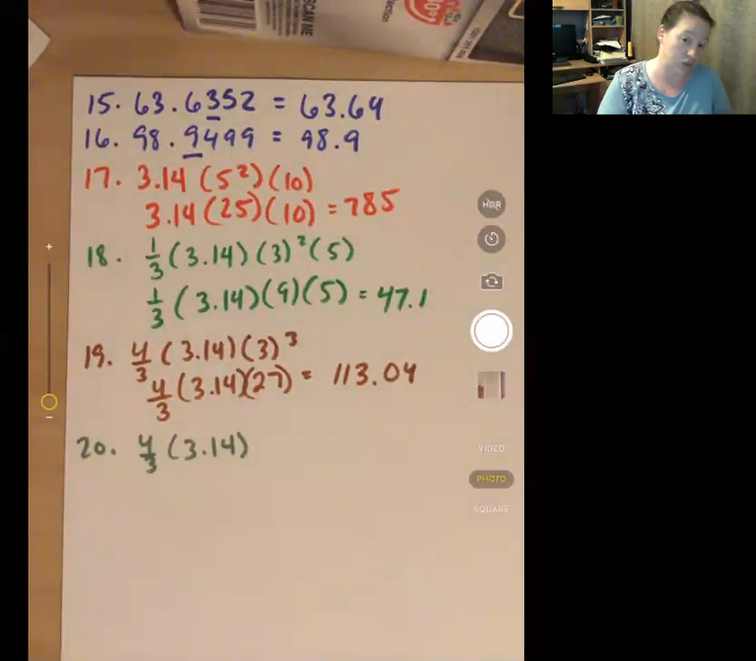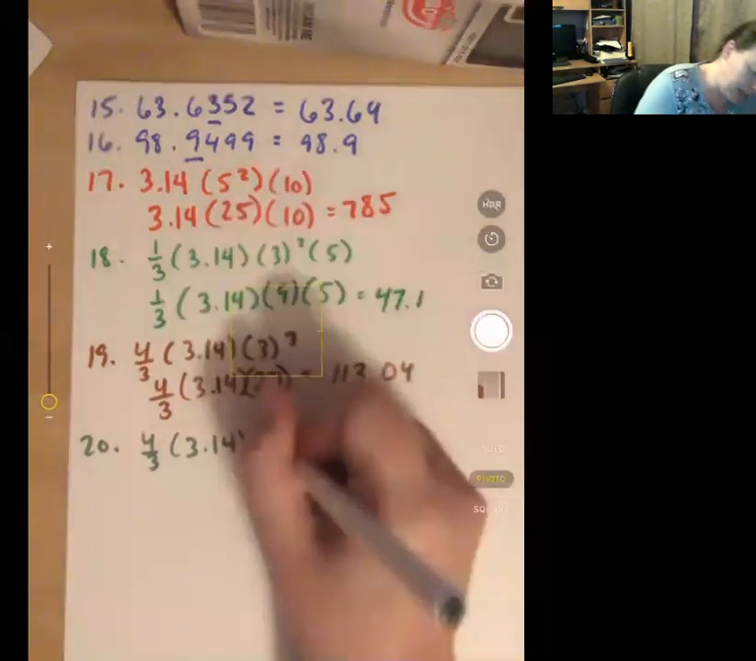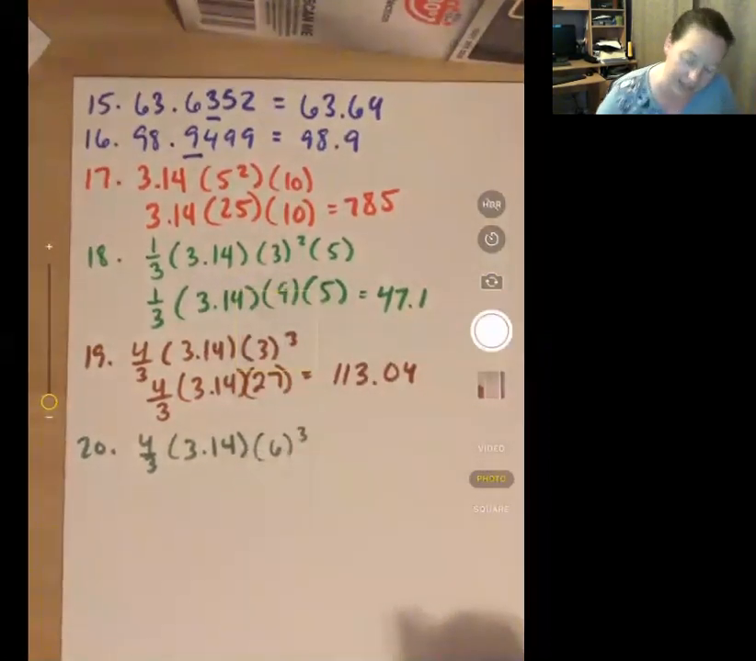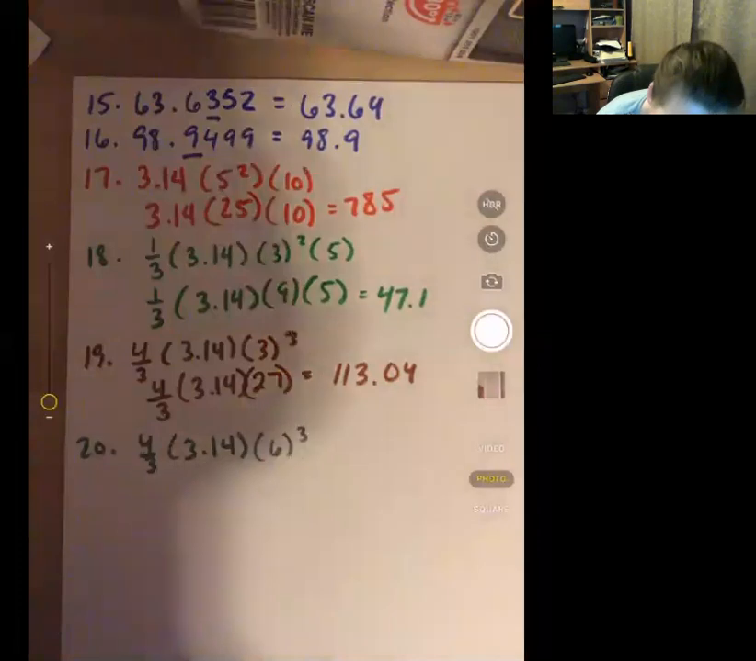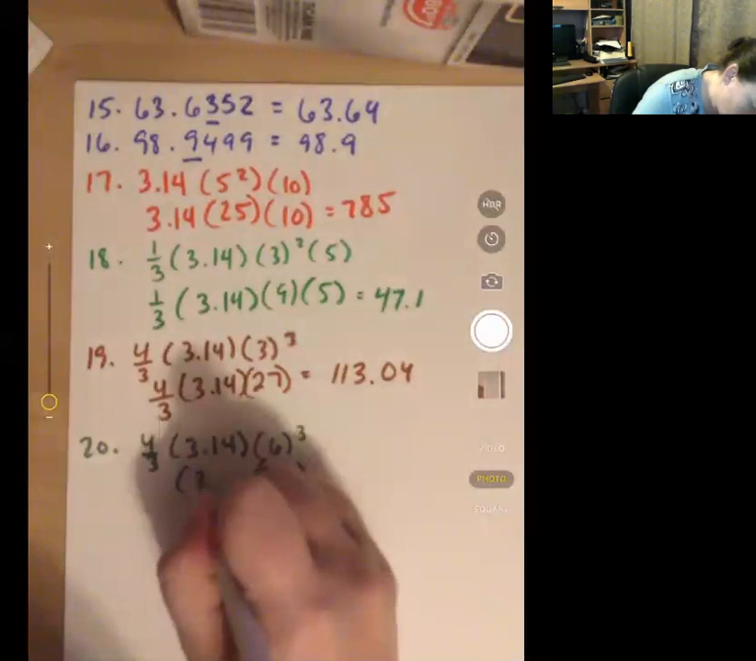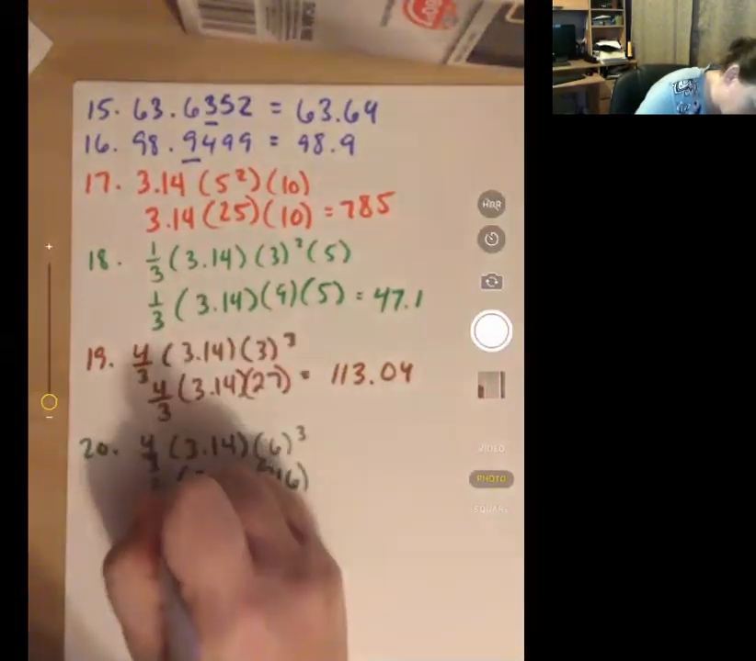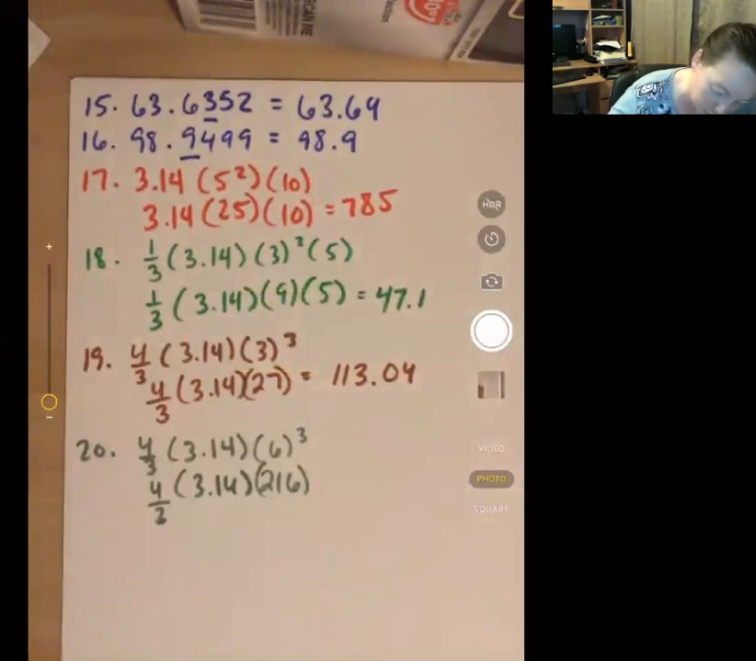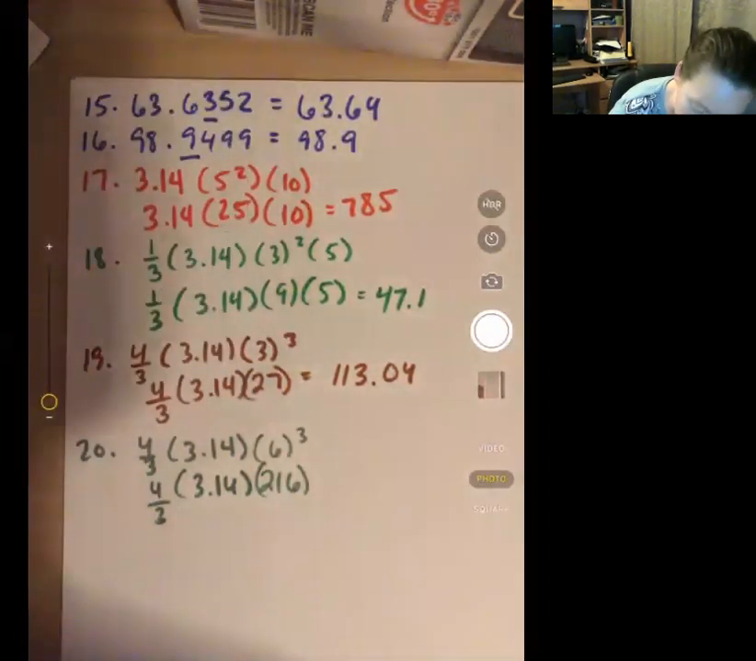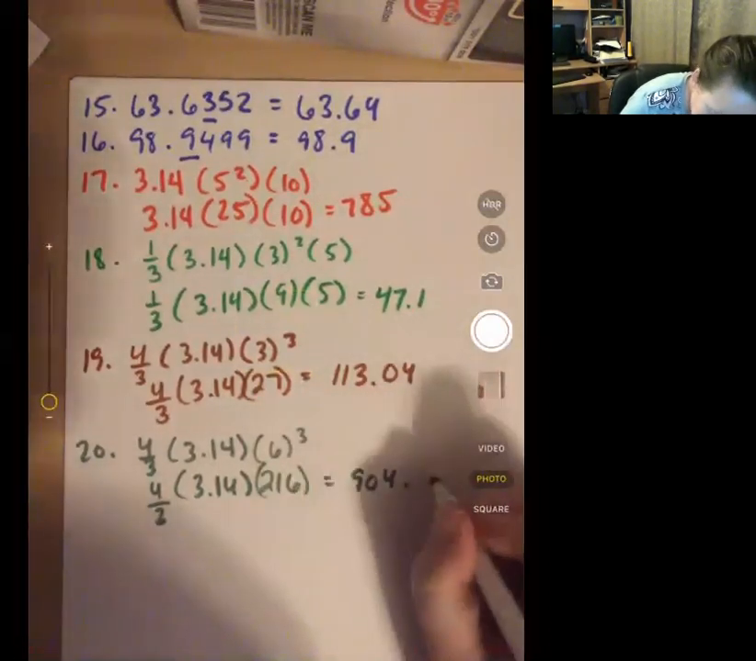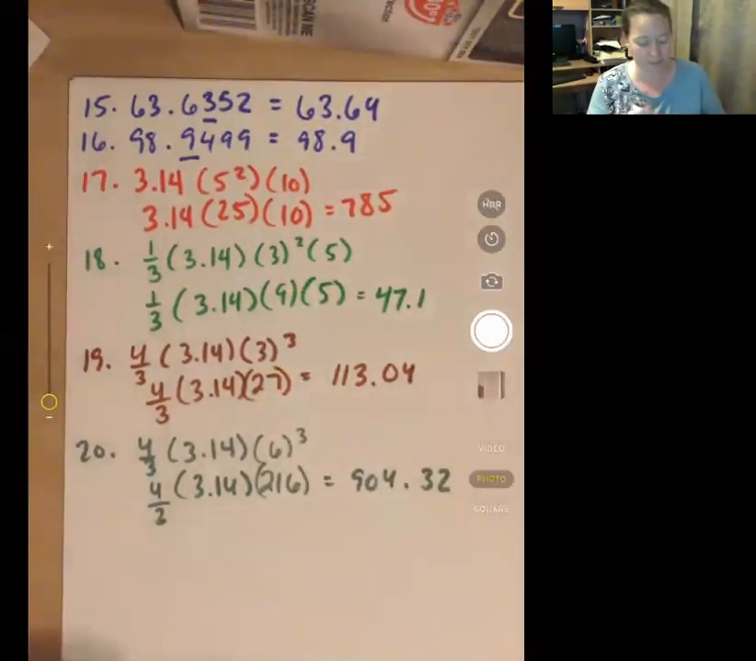3 14/100 times 6 cubed. All right, so again, exponents, except this time I'm actually going to do it on there. 6 times 6 times 6 is 216. We multiply the top numbers first, and then we divide by the bottom numbers. So 4 times 3 14/100 times 216 divided by 3 will give us 904 32/100.